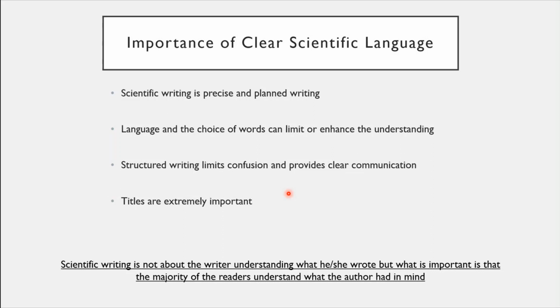Also very important are our titles. So you have the main title of your paper, and then you have internal titles. These titles must reflect what you mention under them, so in their corresponding sections. So something to keep in mind is that scientific writing is not about the writer understanding what she wrote, but what is important is that the majority of the readers understand what the author had in mind.